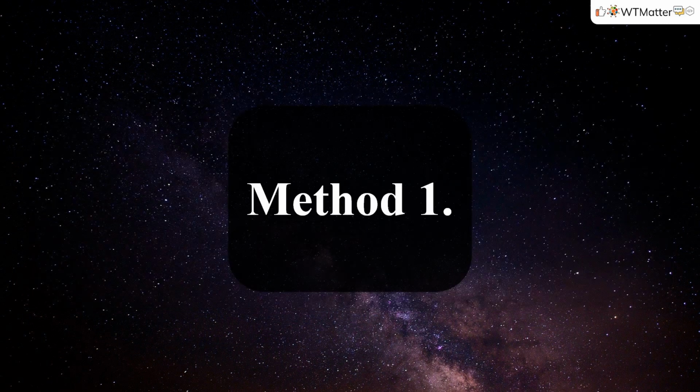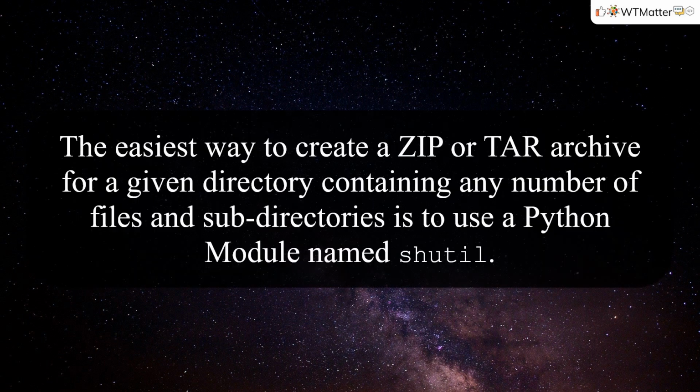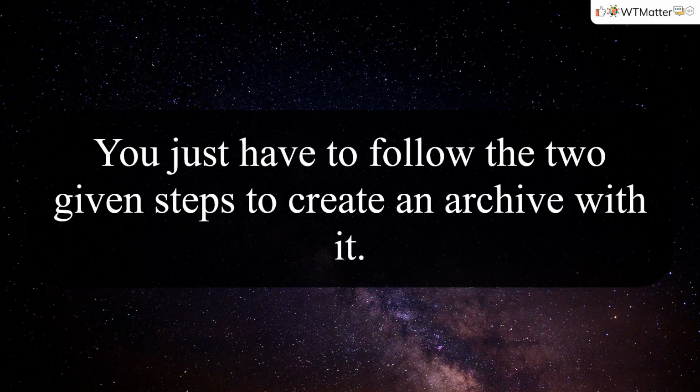Method 1. Using shutil module. The easiest way to create a zip or tar archive for a given directory containing any number of files and subdirectories is to use a Python module named shutil. You just have to follow the two given steps to create an archive with it.